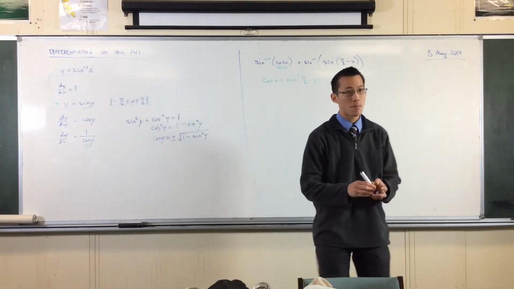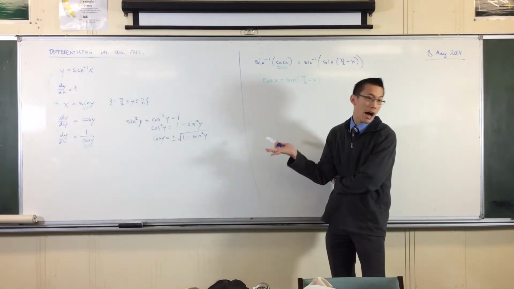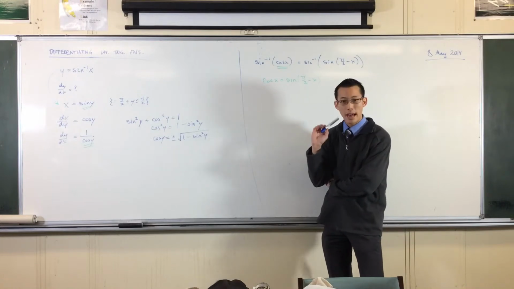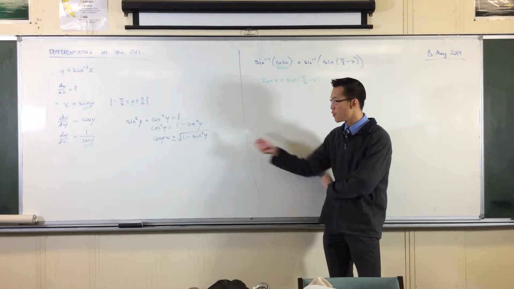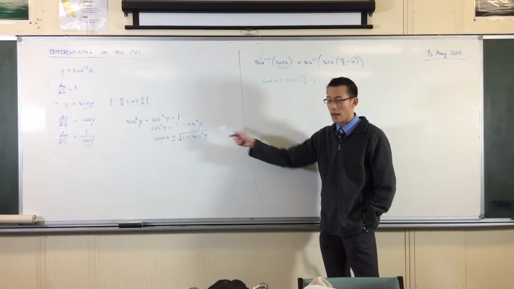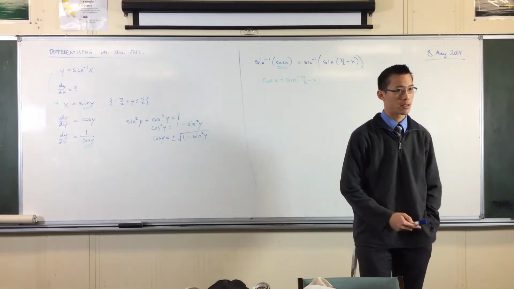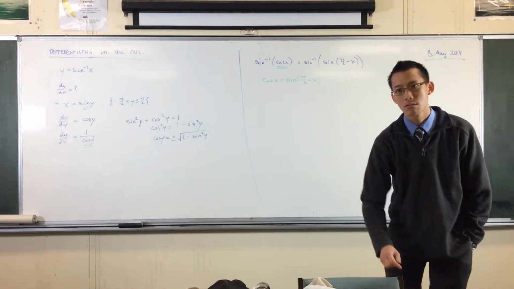Now, let's stop here for a second. I could argue this another way, okay? But I think we have enough information on the board for you to say, no, this is actually not true. Cos y is not plus or minus the square root of 1 minus sine squared. But why not?